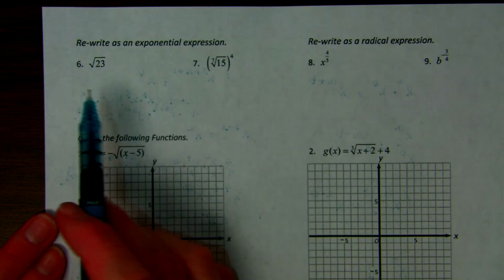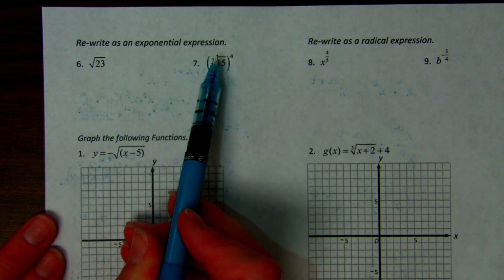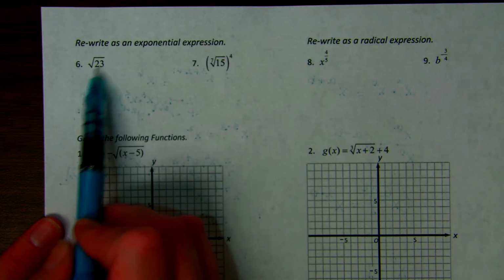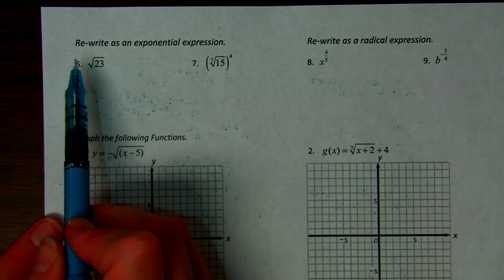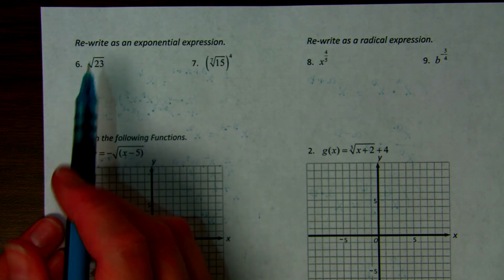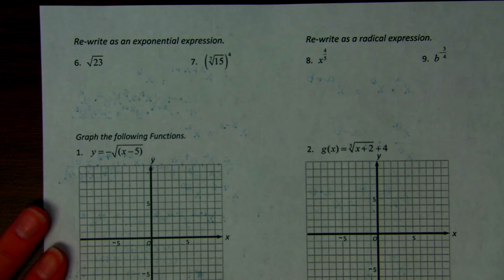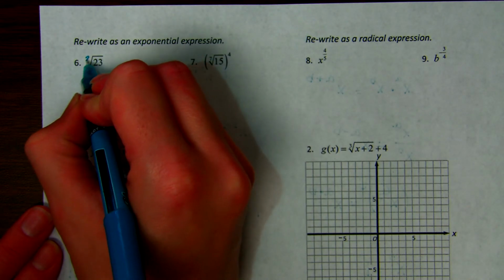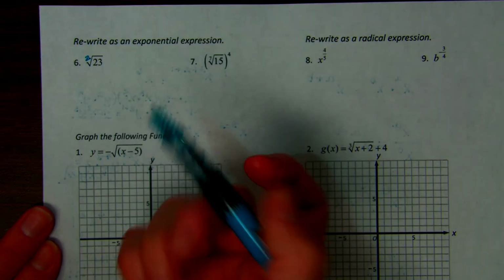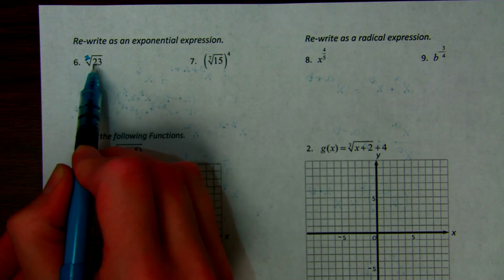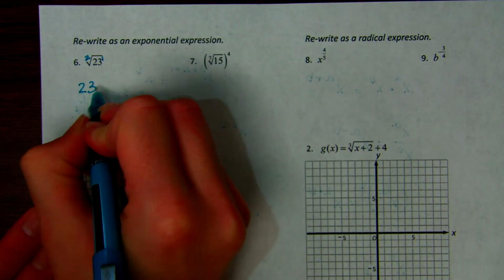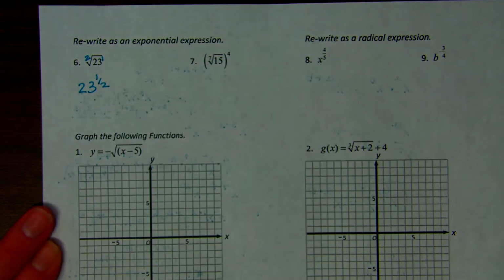Just a couple more. We've got a couple rewrite as exponential expressions. So instead of roots, I want exponents. This is a square root. What is the root? If it's a square root, what is the number that we use for that root, guys? 2, right? Square root is a second root. So it's an understood 2. And the 23 doesn't have an exponent. That means it's an understood 1. And so this is 23 to the 1/2 power.